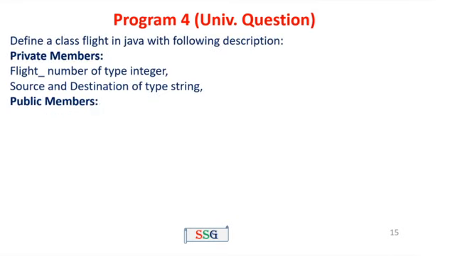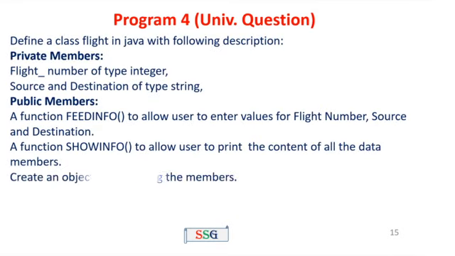Define a class Flight in Java with the following description. In this question, they clearly mentioned private members and public members. Here the flight number is of type integer. That is a private member, the data type is integer, and the variable name is flight_number. The second variable is string, and the variable names are source and destination. That means in the flight you are moving from one location to another location. Source means source place, destination means destination place, and flight number means it's a flight number.